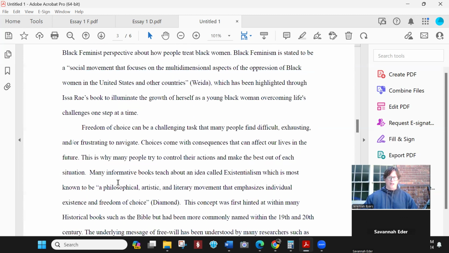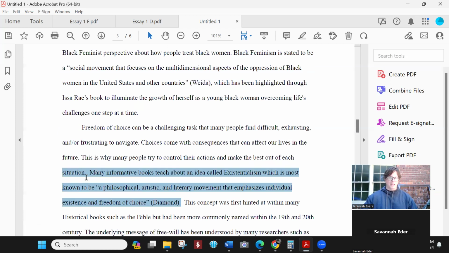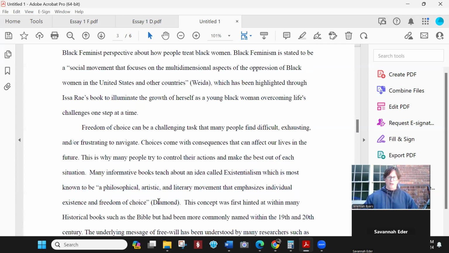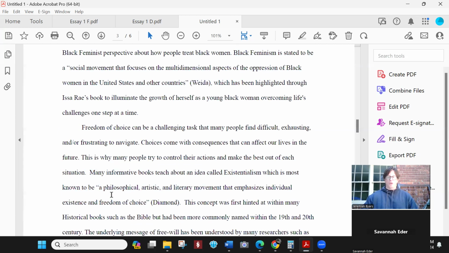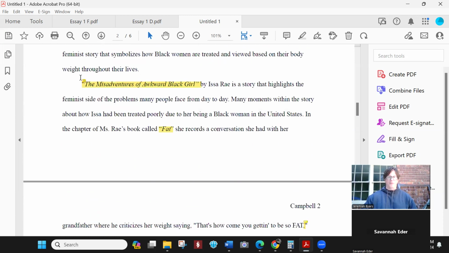Many informative books teach about an idea called existentialism, which is most known to be a philosophical, artistic, and literary movement that emphasizes individual existence and freedom of choice. That's a good sentence. It's integrated well. It's cited. This is stuff that people need. I get more upset when people just are using drop quotes and they're not integrating their quotes than I am for people making these kinds of errors.